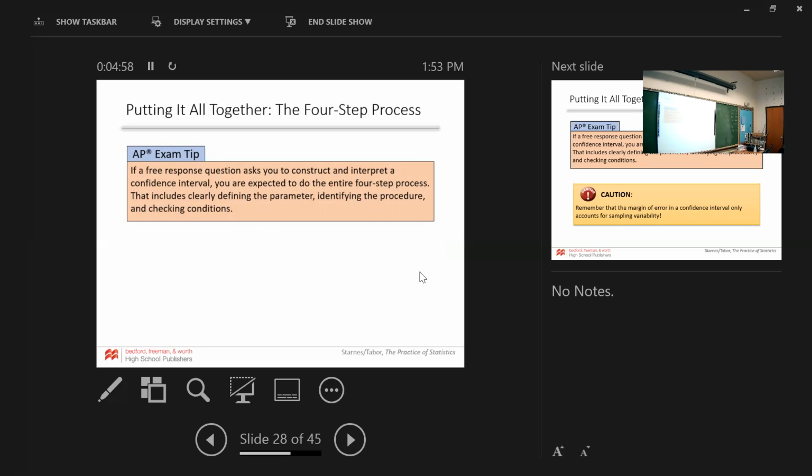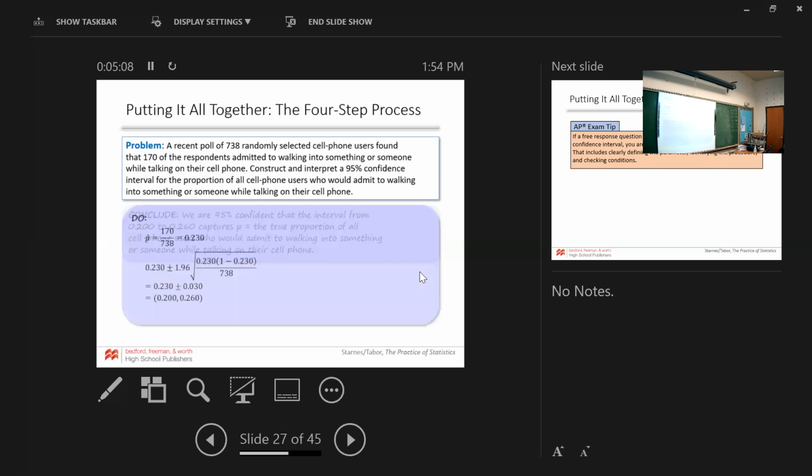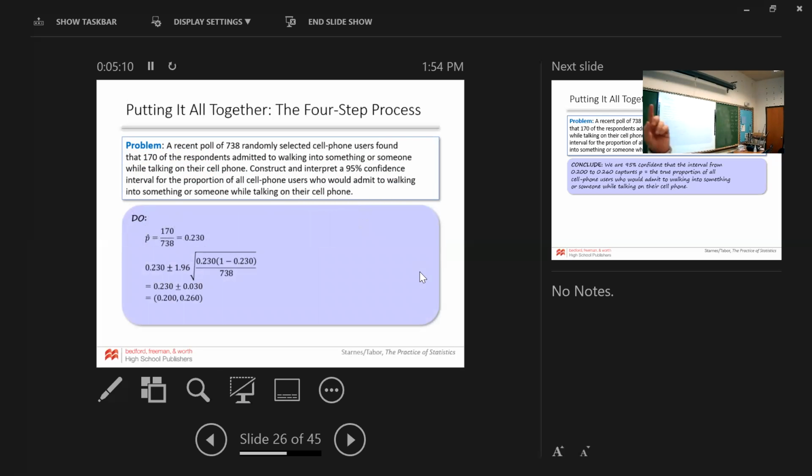That's what I was talking about here. This exam tip: if you just build the interval, your score is, in fact, let's back up and show you how to build the interval. So how about if we do this on the calculator? Ready? Take out your calculator and go here.